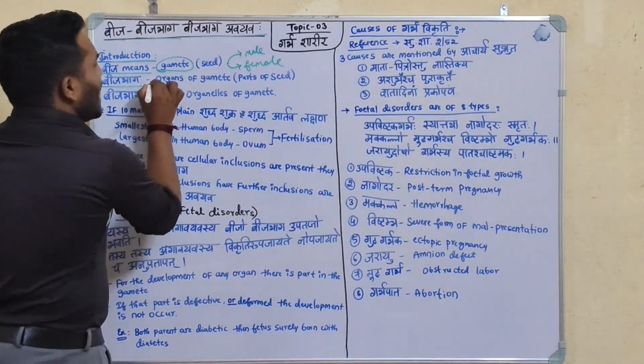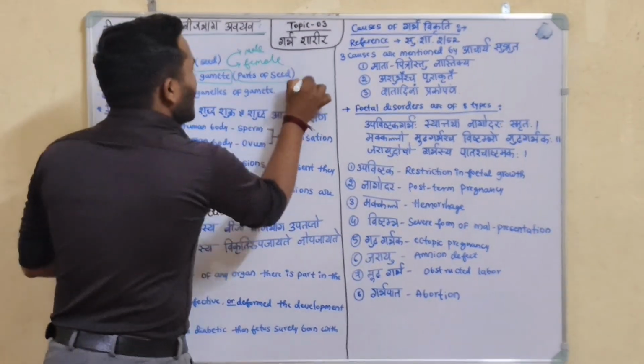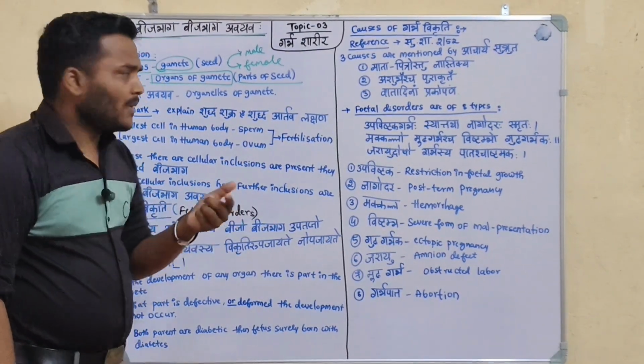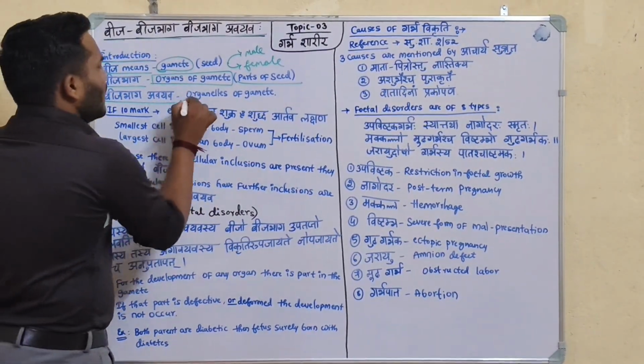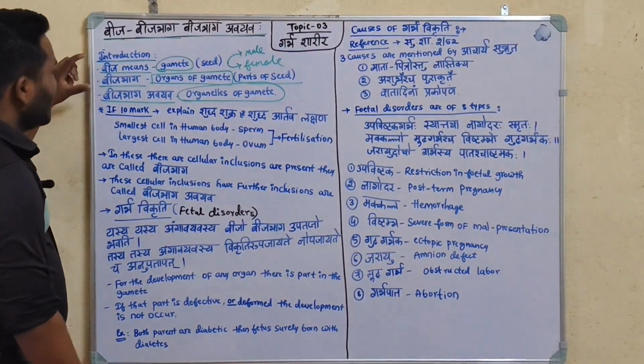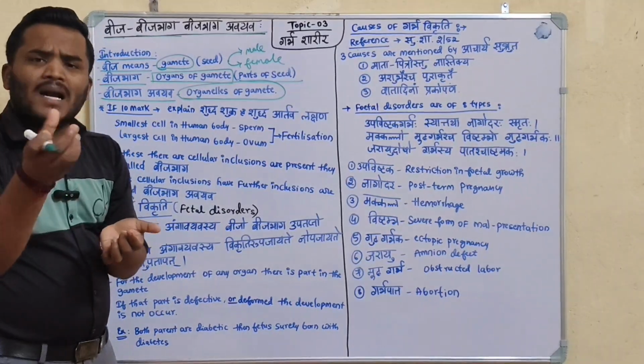Bija Bhaga means the organs of the gamete, the parts of the seed, the parts of the Shukra and Artava. And Bija Bhaga Avayava means the organelles of the gamete. These are the meanings of Bija Bhaga and Bija Bhaga Avayava.